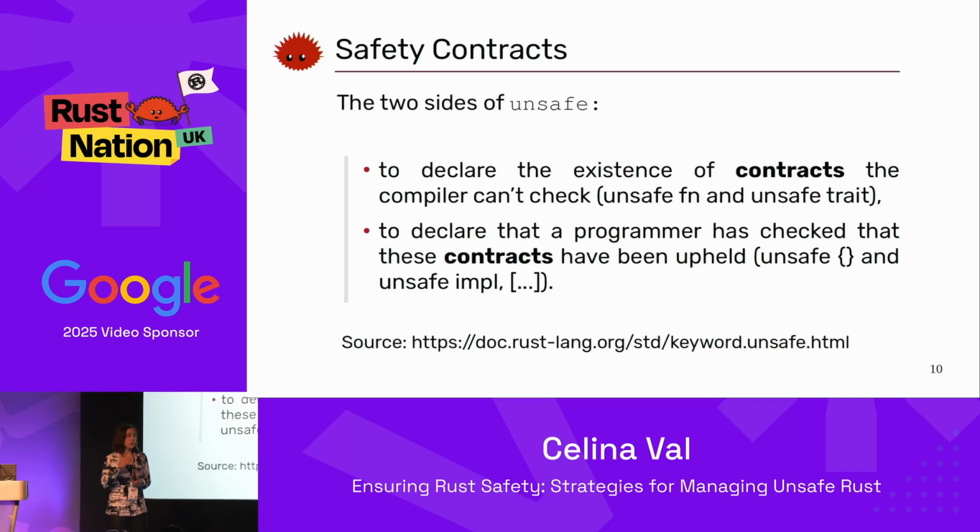So now you have to list those conditions, so the callee of your function knows what the conditions are, and they have to ensure that those conditions are met. And the way they do this is also through the unsafe keyword, where now you're going to write unsafe, and you're going to say, this is why this is safe, because I've checked these conditions, for example.